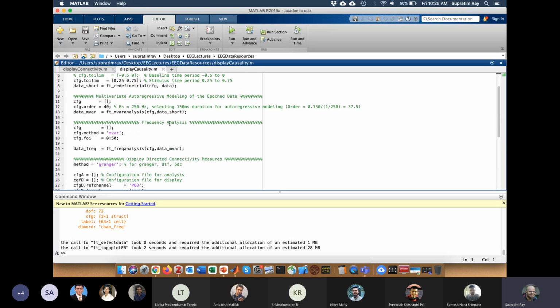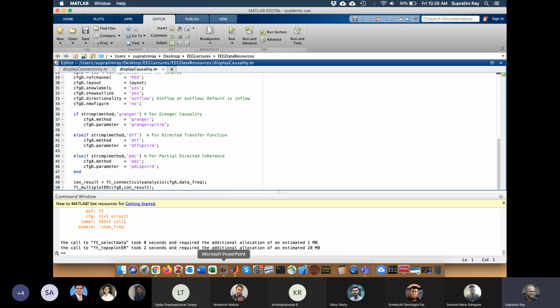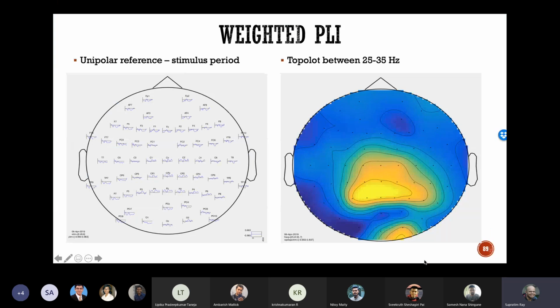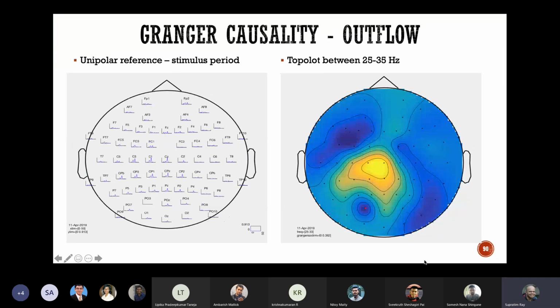But if you just run this, it's a short code. It will generate plots that look like this. So this was my weighted PLI, and this is the outflow of Granger causality. This is the causal information from this to that. And you will similarly have an inflow, which will tell you how much is the influence of these electrodes to that. Okay, so this plot actually shows that the occipital areas here are causing some changes in the central areas.